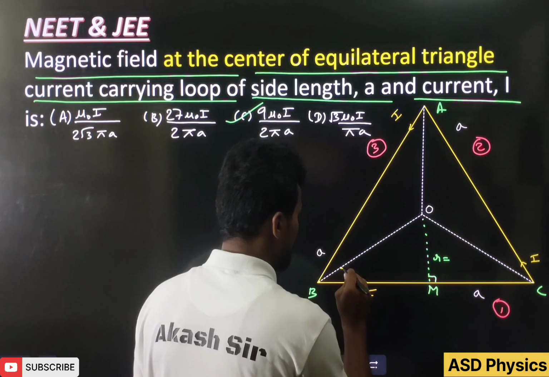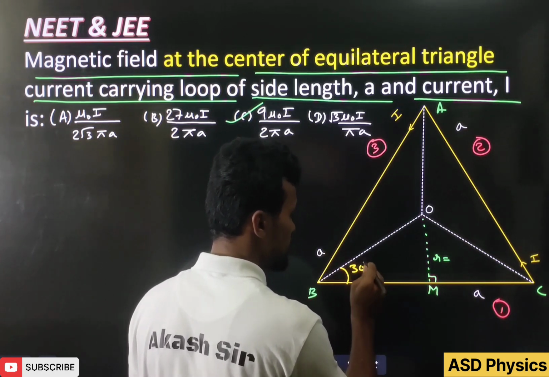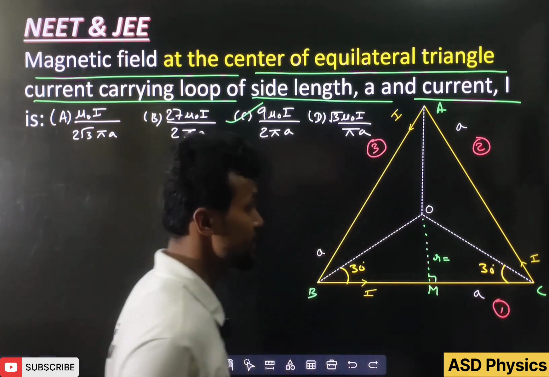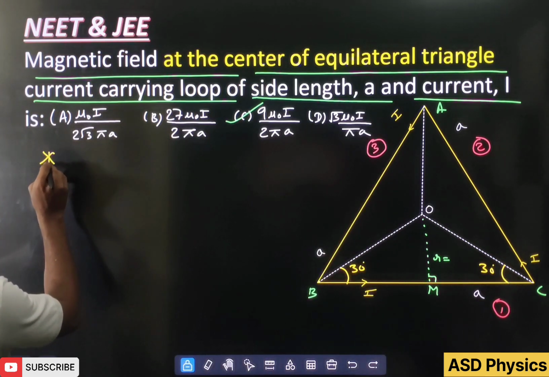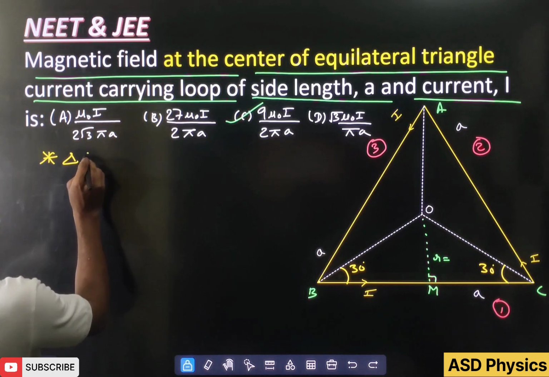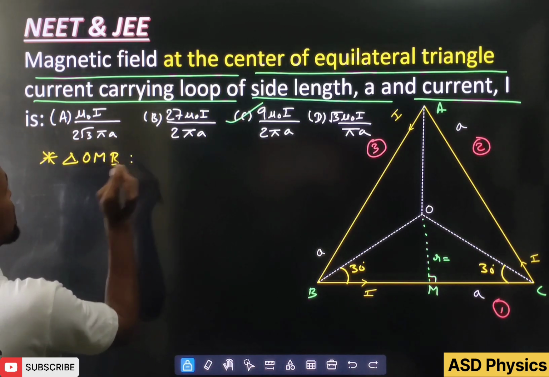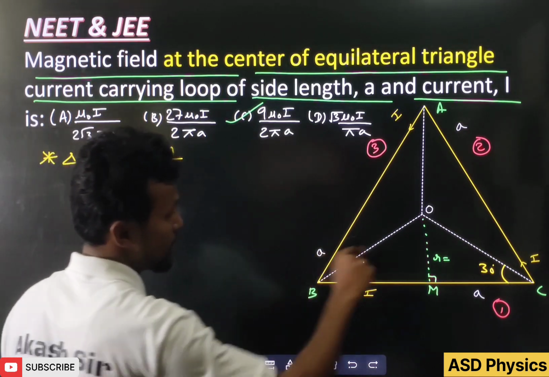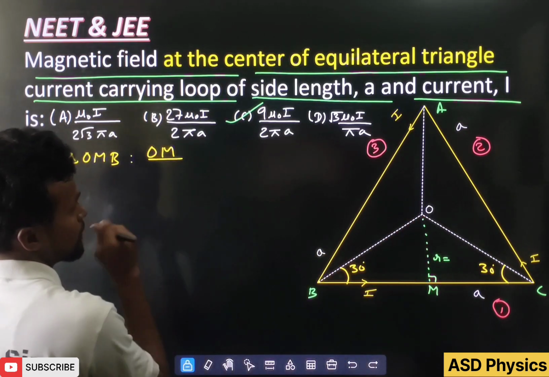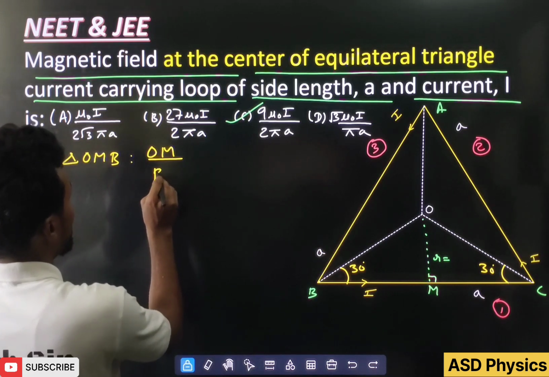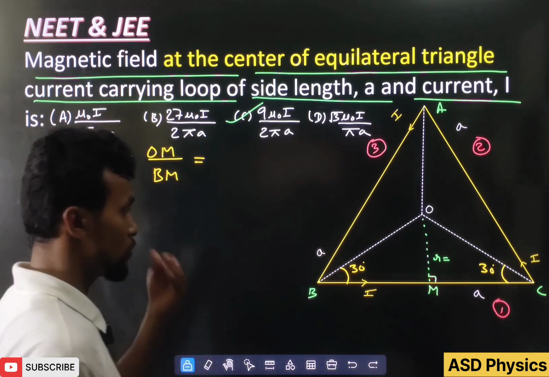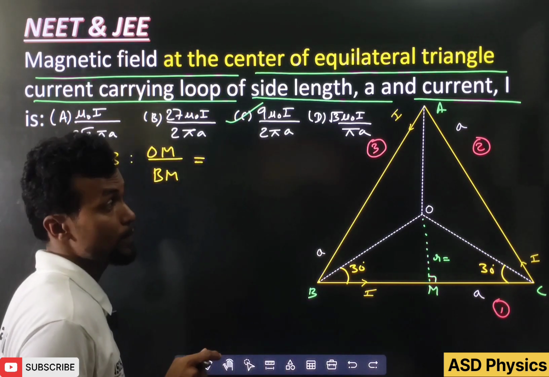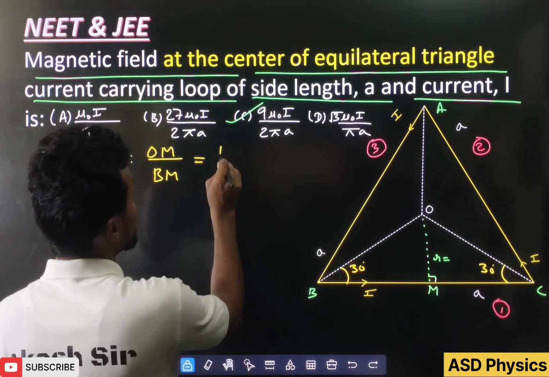See, this total angle is 60 degrees, so this is 30 degrees. This total angle is also 60 degrees, so this is also 30 degrees. Correct. Now if you see the triangle OMB, it is very easy. In triangle OMB, OM by BM: OM is the perpendicular, BM is the adjacent. So perpendicular by adjacent, opposite by adjacent, is tan 30.